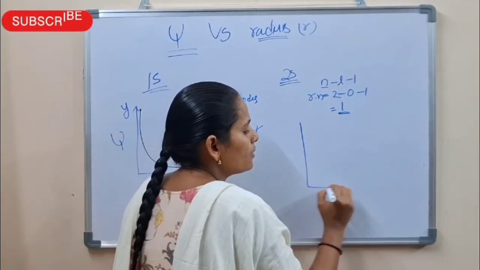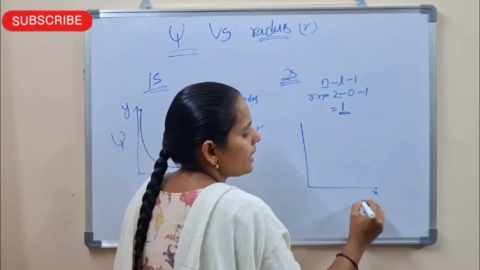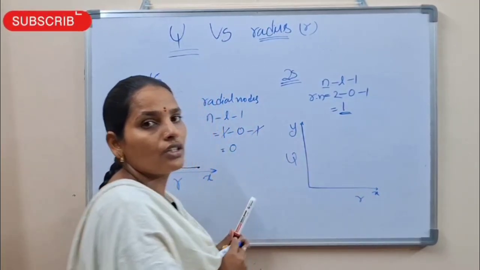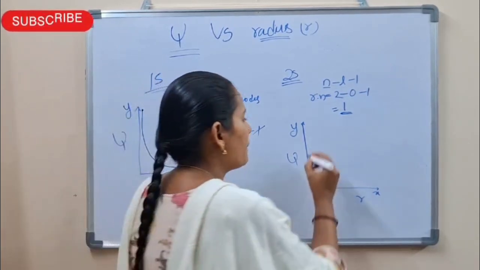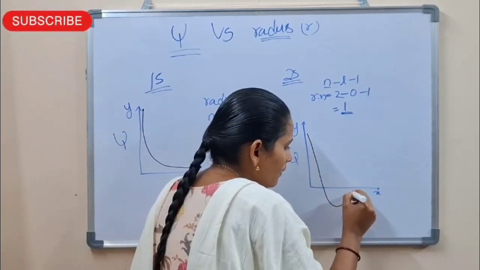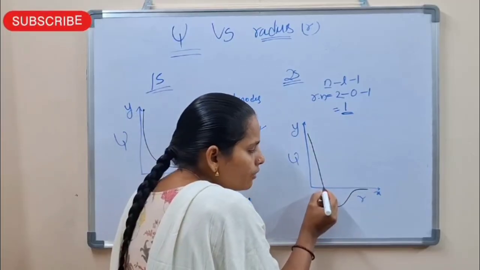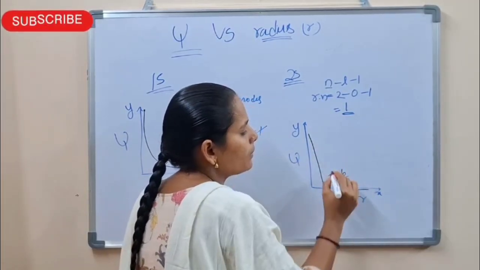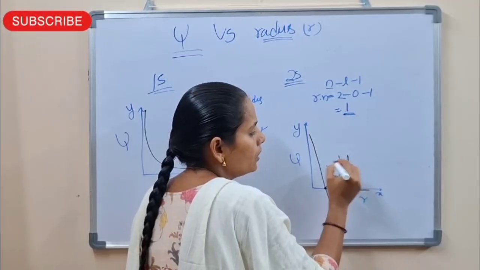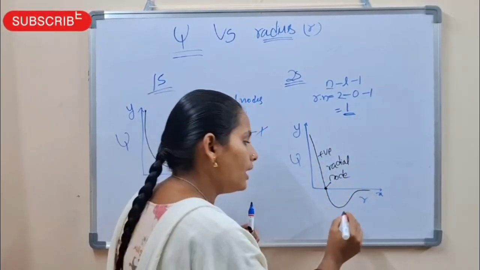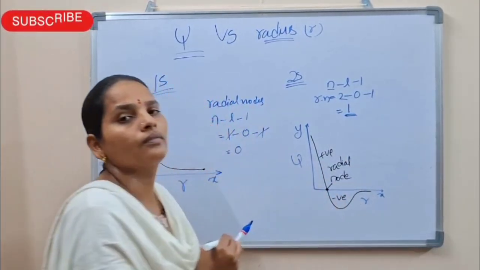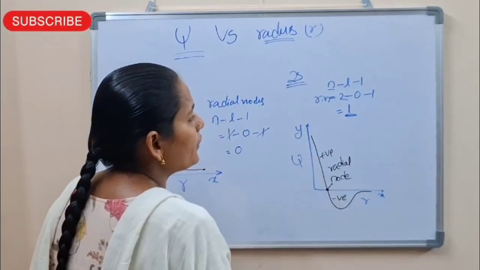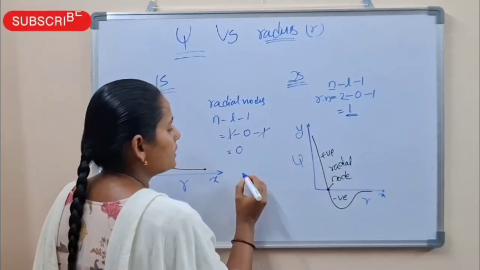Using this radial node, if you plot the graph with r on the x-axis and the wave function on the y-axis, the graph will be like this. Here we are observing the node, which is the radial node. This is a positive part and this is a negative part. Understand?